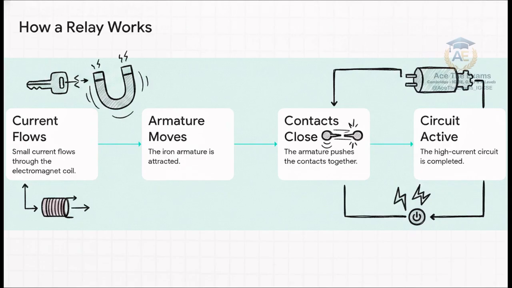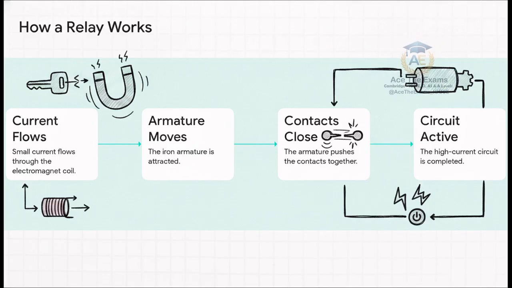First, you turn the key, and the small current flows through the electromagnet coil. Second, this magnetizes the core and attracts a pivoting piece of iron called an armature. Third, as the armature moves, it physically pushes 2 contacts together. Finally, those closed contacts complete the completely separate, high-power secondary circuit, firing up the starter motor.